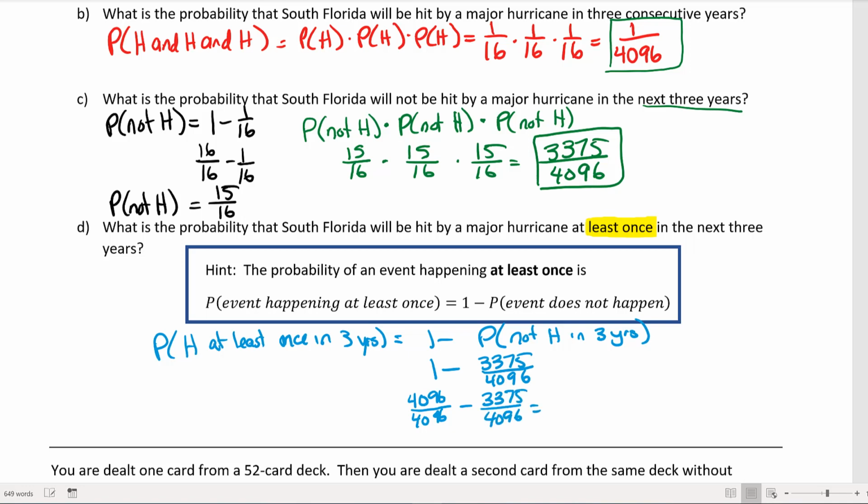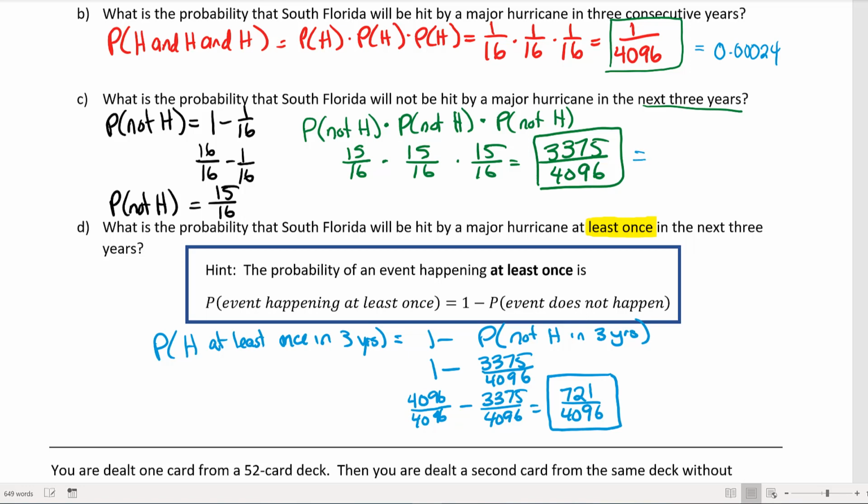And when I subtract that, I'm getting 721 over 4,096 is the probability that it will happen at least once. Now, if you want to put some context into these fractions, 1 out of 4,096 for part B turns out to be 0.00024. So that's very unlikely that we're going to have a hurricane 3 years in a row.